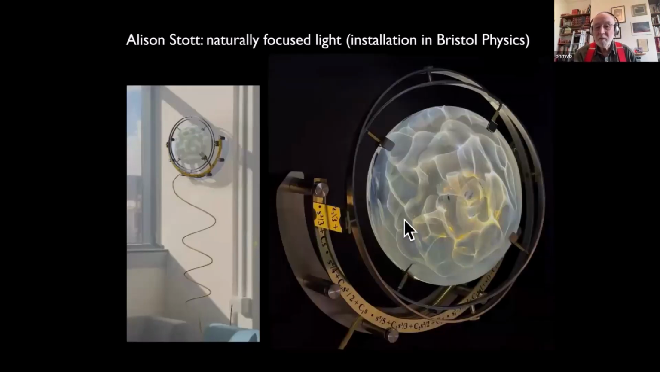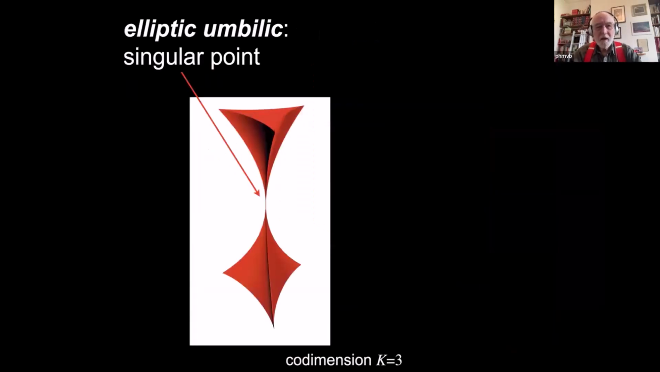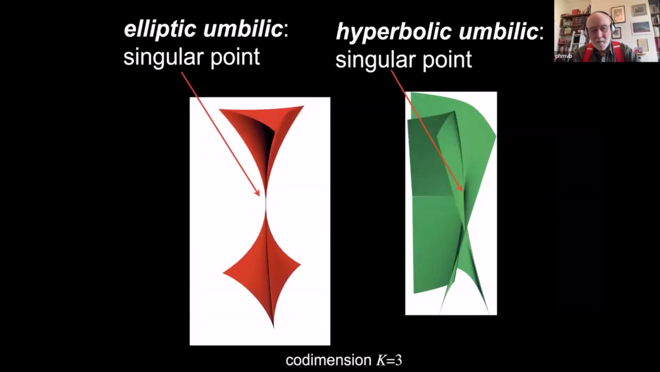Here it is, and you see beautiful cusps and caustics everywhere. So very, very common. In codimension 3, well, I'll quickly show you, there's the swallowtail, the elliptic umbilic, the hyperbolic umbilic. This was unexpected at the time. I emphasize that these are the only stable shapes.